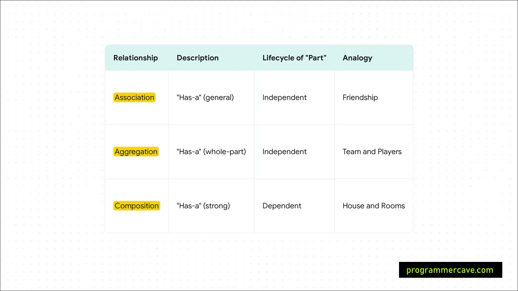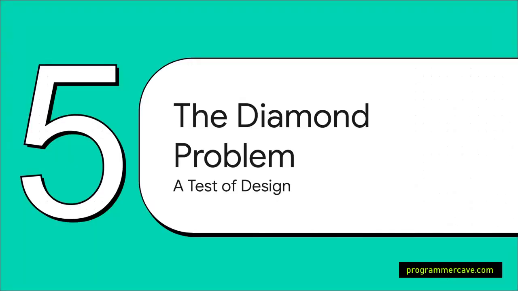But the one we really, really care about is composition. This is a strong has-a relationship, like a house and its rooms. If you tear down the house, the rooms go with it. This idea is absolutely fundamental to writing good, modern Go. So we've covered the principles and how objects relate. But the way these ideas are put into practice can sometimes lead to, well, some really tricky problems. Let's look at a classic puzzle that reveals everything about a language's deep-down design philosophy.